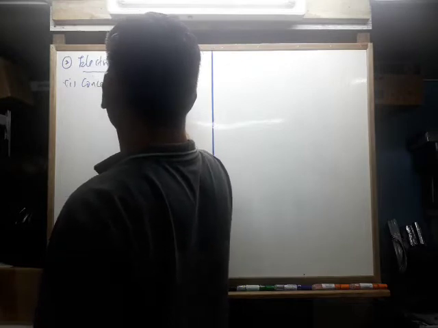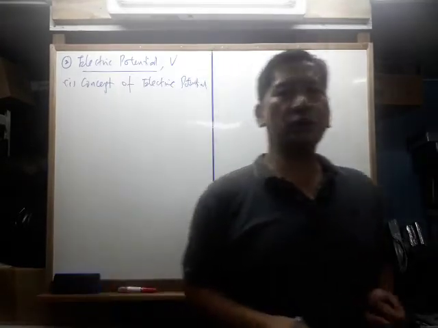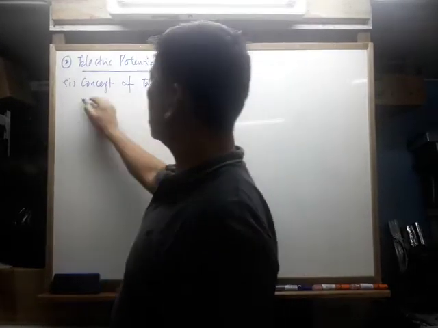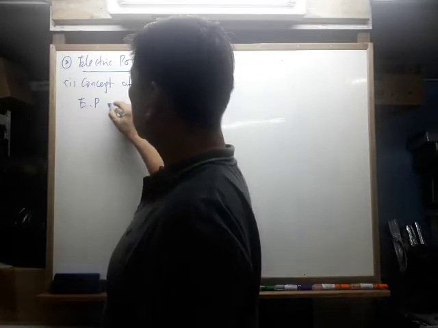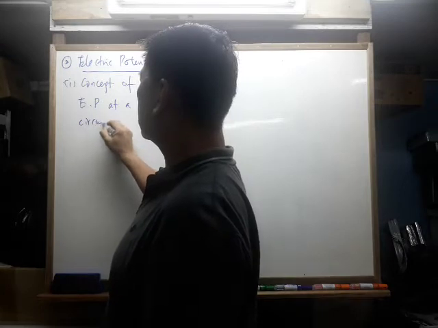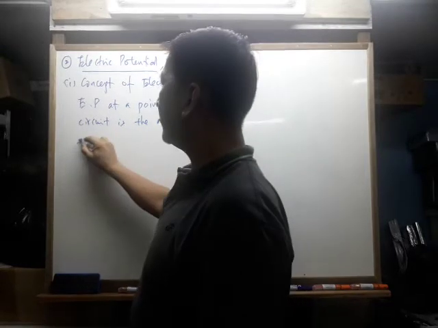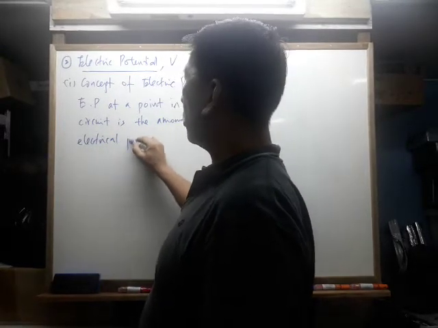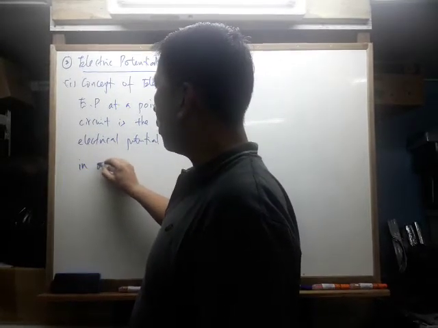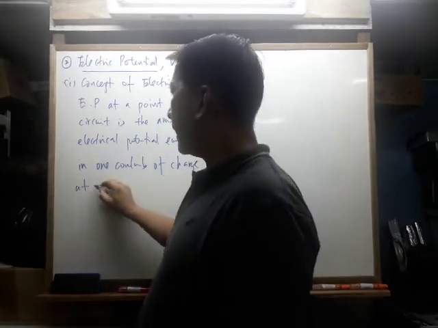Electric potential. What is electric potential actually? At a point. So we define the electric potential, I use EP as a short form. So electric potential at a point in a circuit is the amount of electrical potential energy in 1 coulomb of charge at that point.